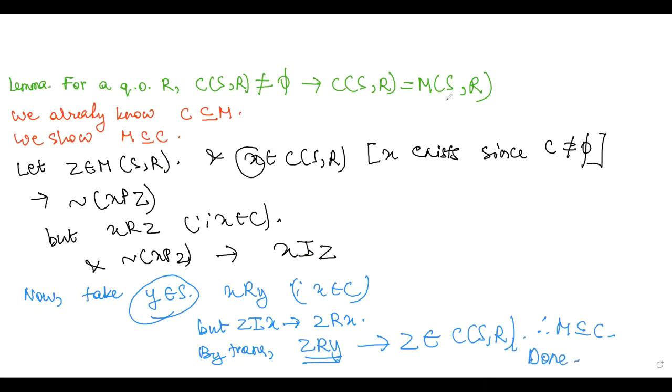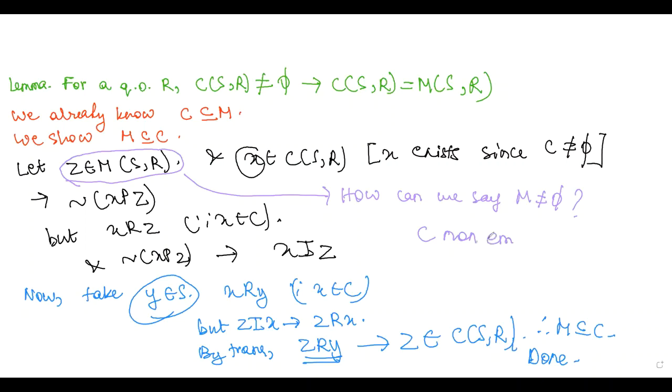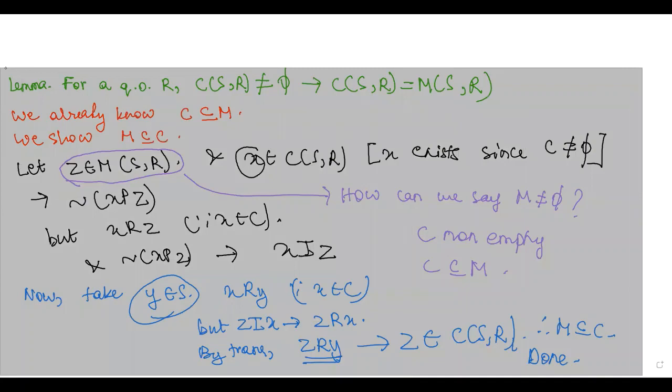Of course, the astute viewer might notice that I assumed that such an element z exists. And the astute viewer might ask, how can we assume? How can we say that M is not empty? We know C is not empty. How can we assume that z belongs to M? That is very simply because C is not empty, and C is a subset of M, so M cannot be empty either, right? So that is a very interesting lemma which we'll find useful later on.